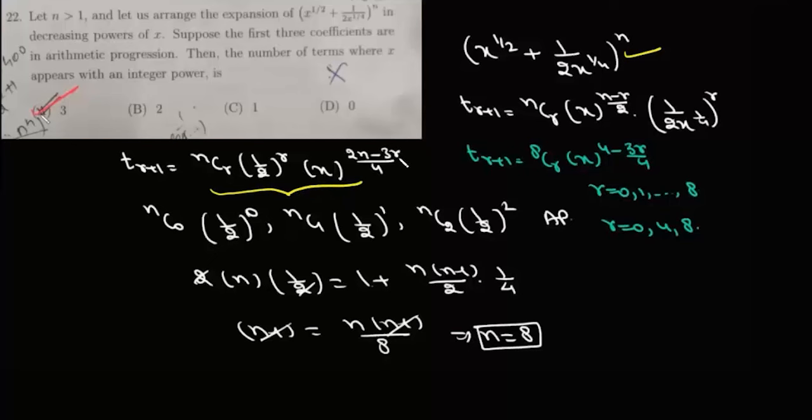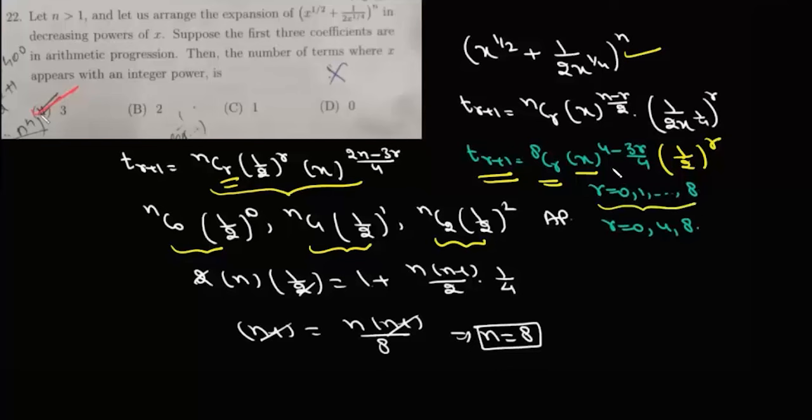Now basically it's a decreasing series, so already the powers are in descending order. So the first three coefficients will be nC0 (1/2)^0, nC1 (1/2)^1 and nC2 (1/2)². Now they are in AP, so 2b equals a plus c, and if we solve it, we'll get the value of n as 8. And when we have n as 8, if we put n as 8 here, this general term will be 8Cr x^(4 - 3r/4), times (1/2)^r, where r varies from 0 to 8.